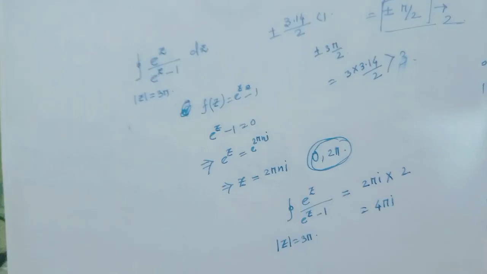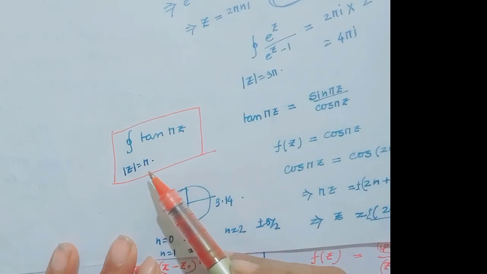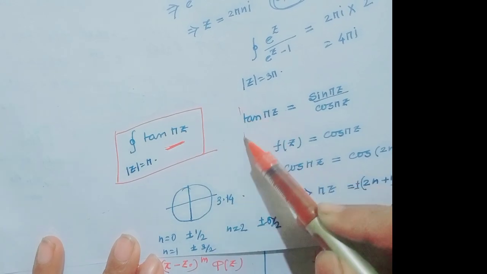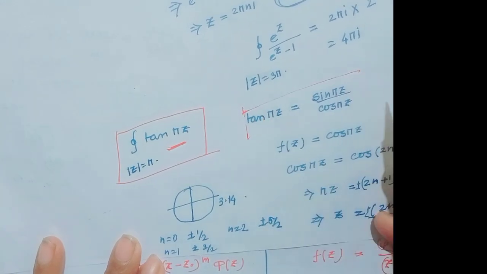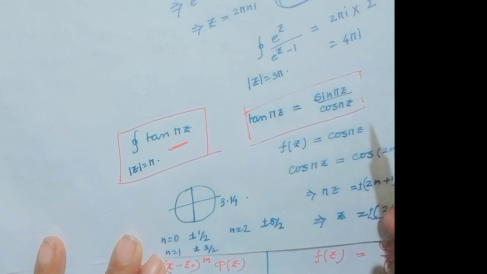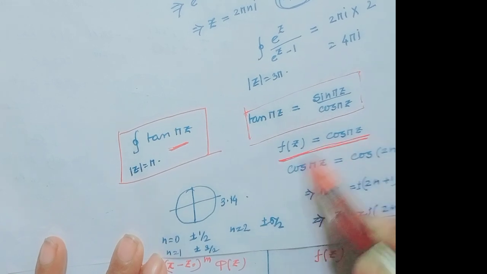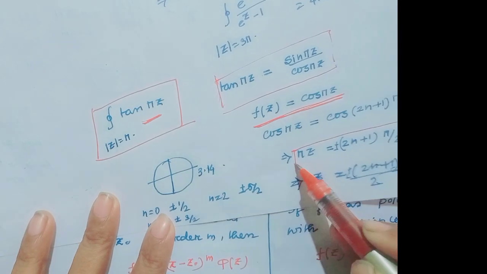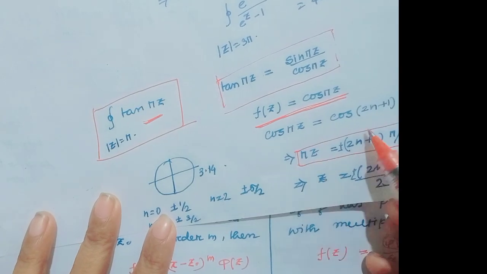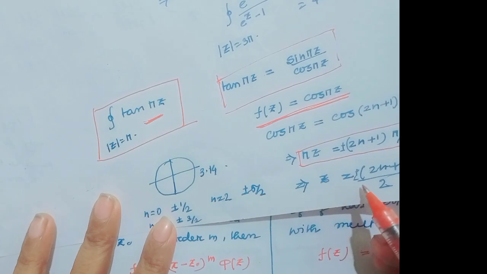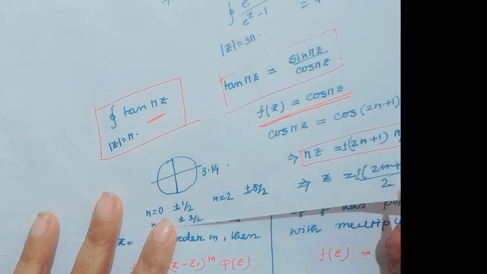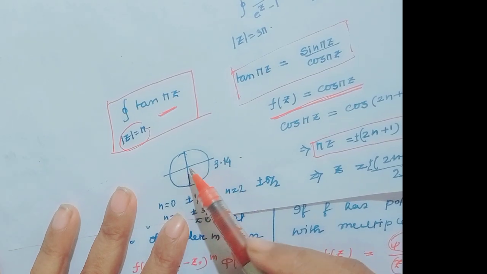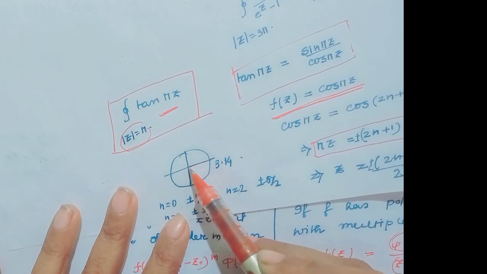Okay, well. Next question, integration over mod z equal to π, here tan πz. That means the zeros: tan πz means sin πz over cos πz. Here f(z) equal to cos πz, and πz equal to plus minus (2n plus 1) into π by 2. Here π would be cancelled. That means z equal to plus minus (2n plus 1) into π by 2. Here the circle is mod z equal to π, that means the circle with center 0 and radius π.